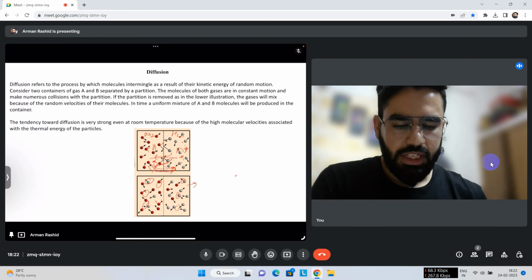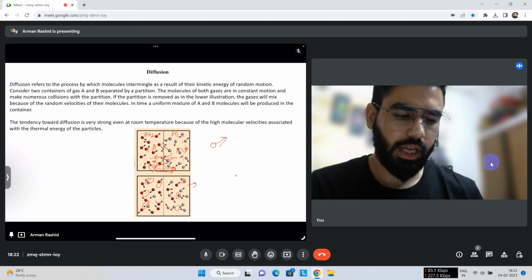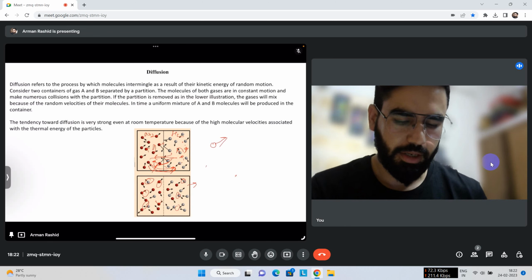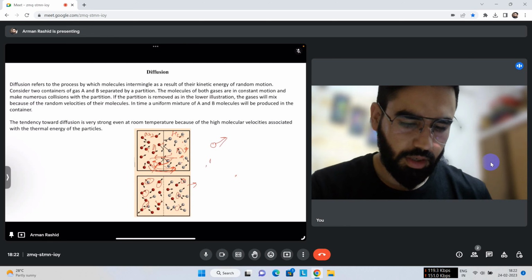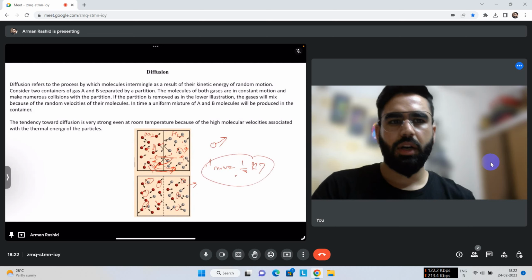Now this diffusion, as I told you, comes because of the random motion of the gas molecules. From the kinetic theory of gases, we can see that mv squared is 1 by 3 kT sort of. So the kinetic energy is directly proportional to the temperature.